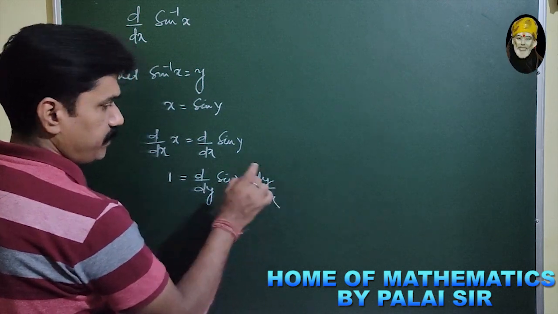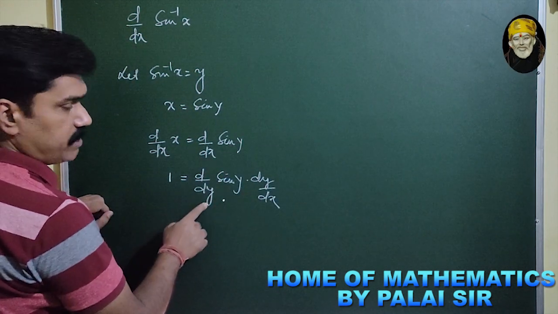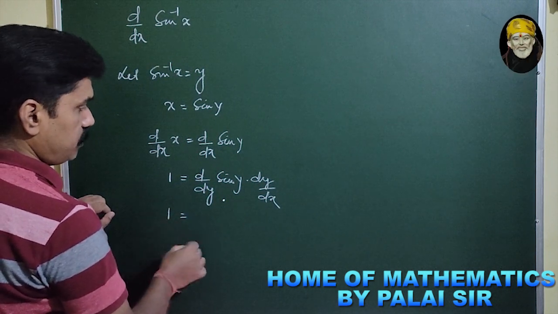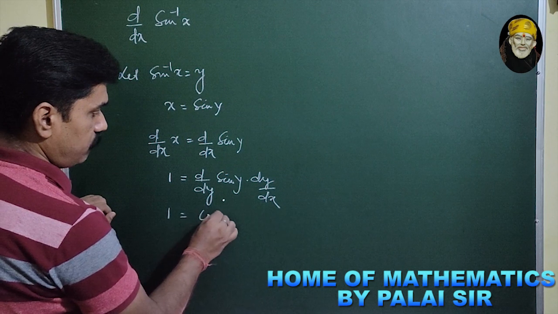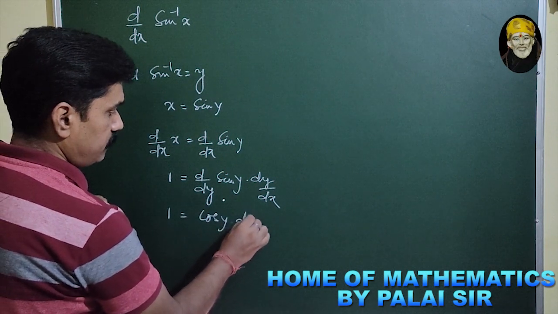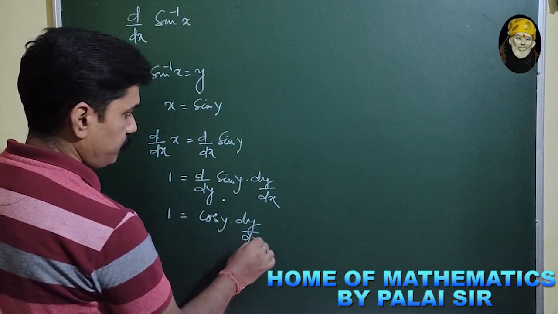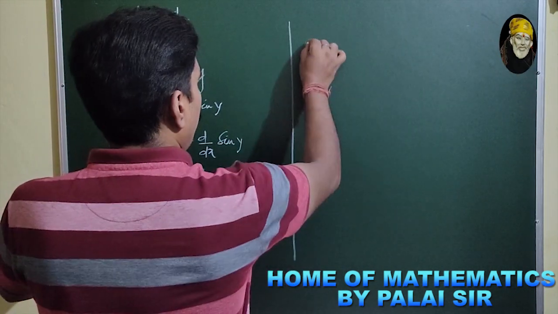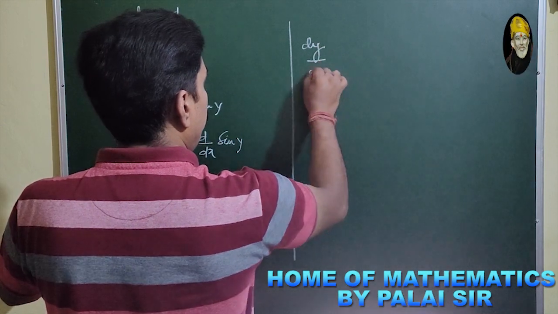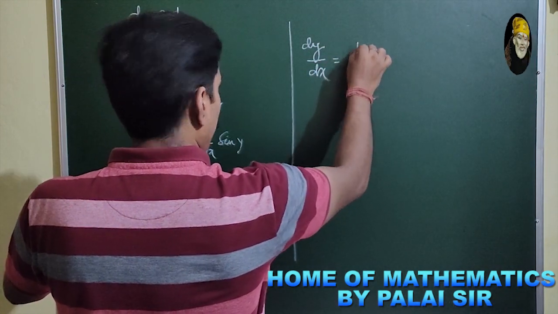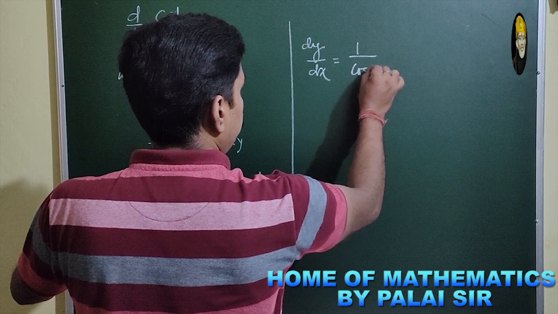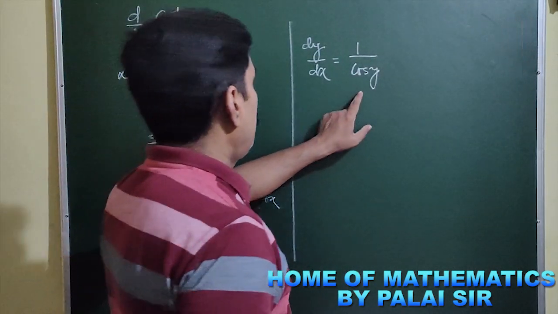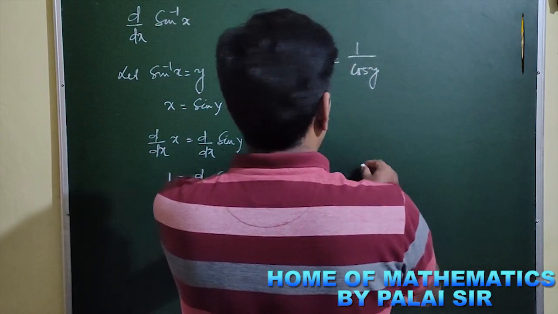ये चेन रूल में हम पढ़े थे. क्योंकि y वेरिएबल है तो y के साथ डेरिवेटिव करेंगे, तो d/dy of sin y. So 1 is equal to cos y into dy by dx, since the derivative of sin y is cos y. Then what is the value of dy by dx? dy by dx will be 1 divided by cos y. Now we express this cos in terms of sin.